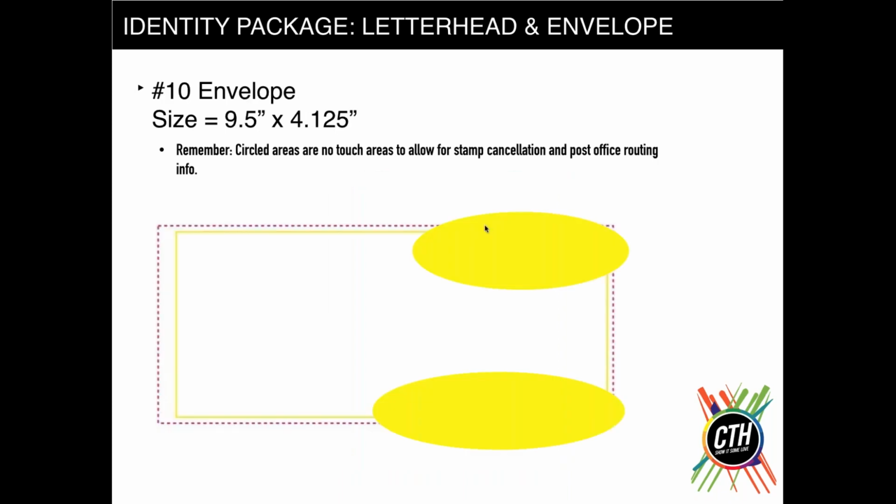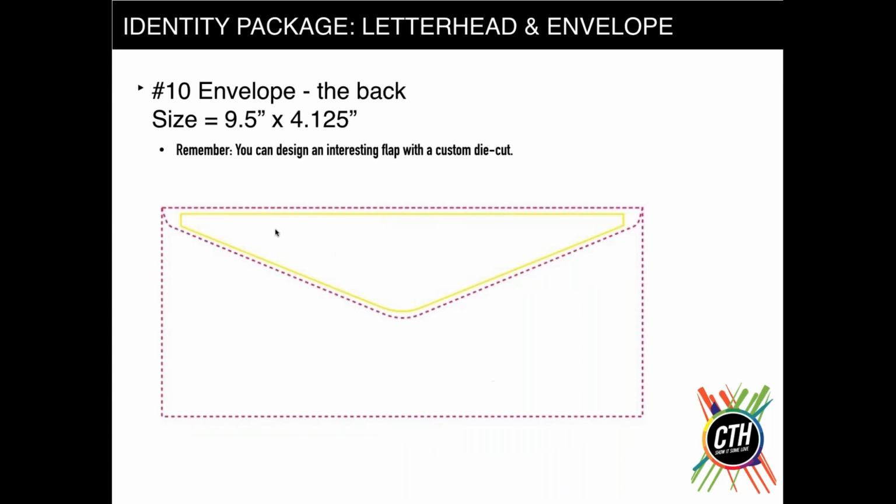The envelope: nothing goes up here because that's where the stamp goes, and nothing goes down here because they put a barcode on the envelope at the post office. If you design something here, they will just put a white sticker over it. The back flap, sometimes you can put the return address on the back flap. This one is a pointed flap. There's also a square flap.